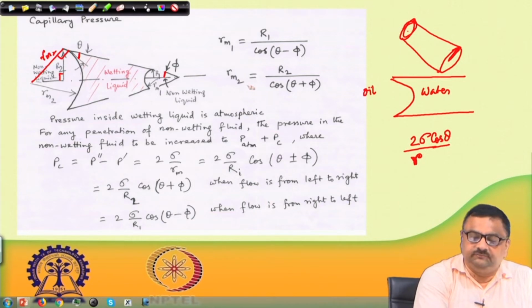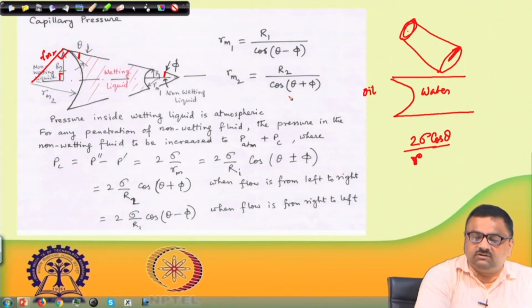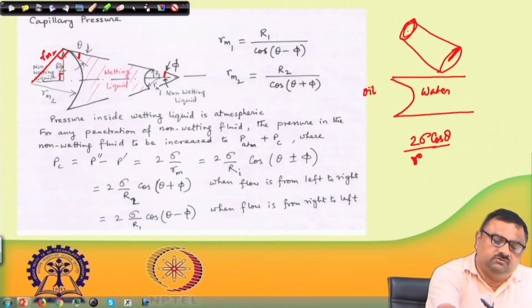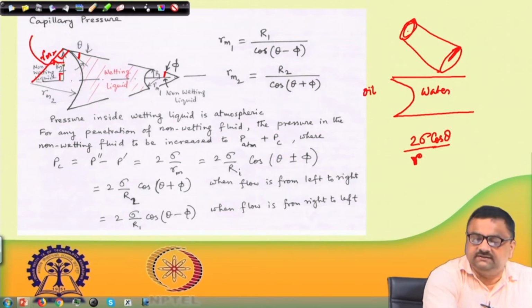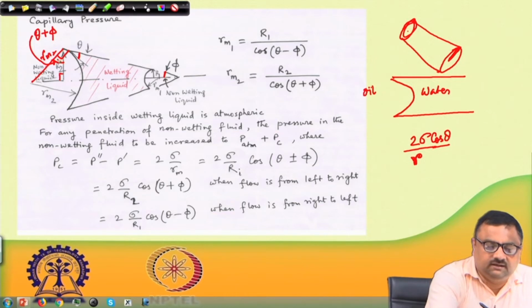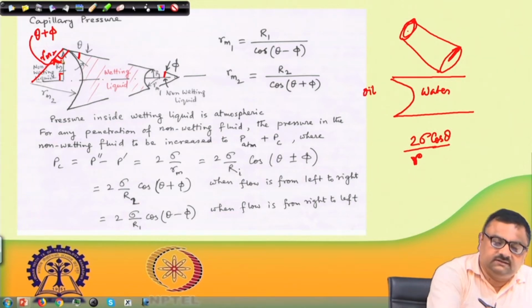So that means RM2 into cos theta plus phi. So cos of theta plus phi is equal to R2 divided by RM2. So that means this particular angle is defined as theta plus phi. This particular angle, this angle is theta plus phi. That is what it is showing.